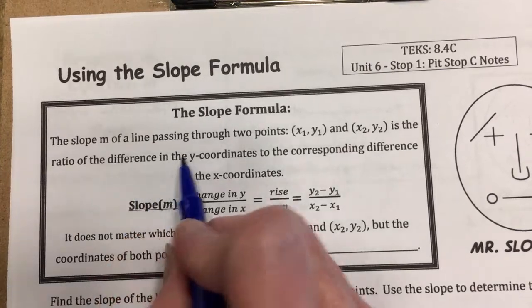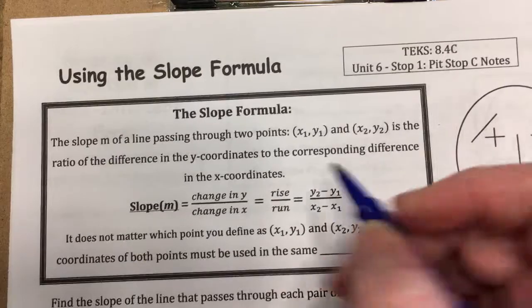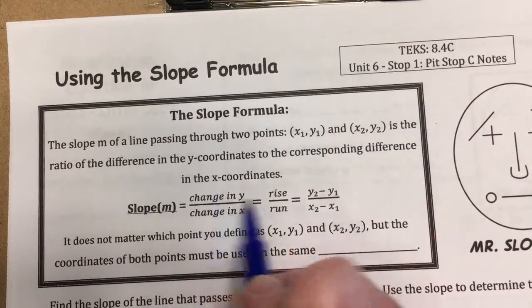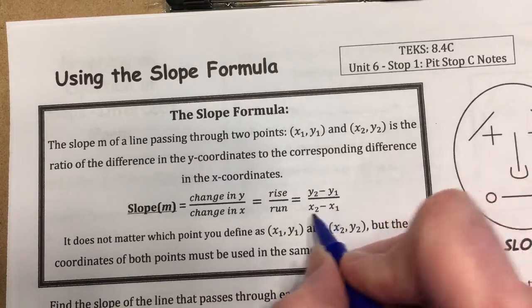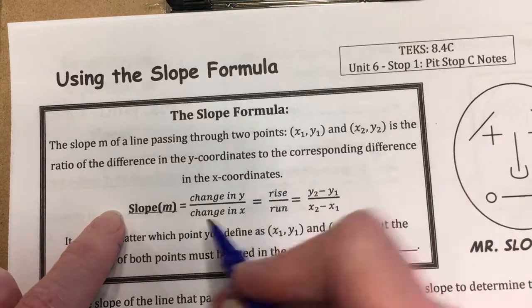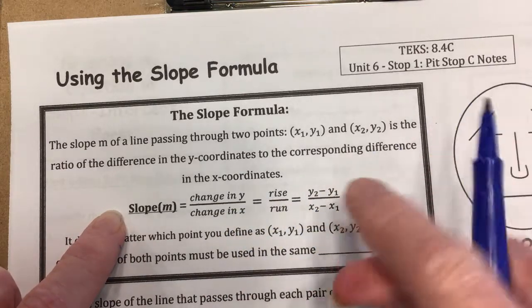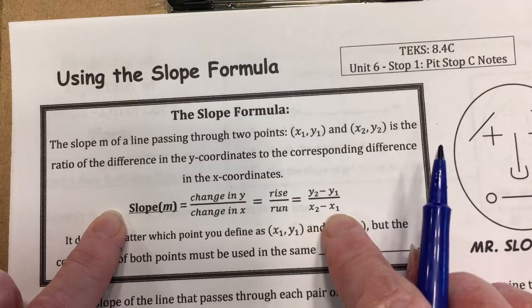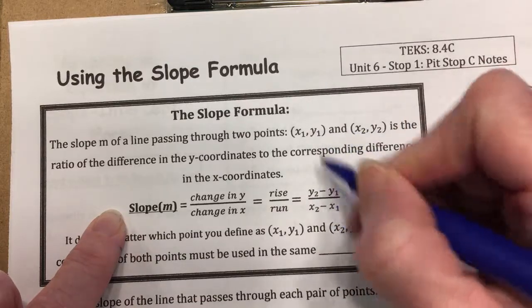So the slope m of a line that passes through the 2 points, (x1, y1) and (x2, y2), is the ratio, the fraction, of the difference, meaning you're subtracting their y coordinates, to the corresponding difference in their x coordinates. All right, so basically it's the change in y over the change in x. It's still rise over run. Okay, this is the formula. It's going to look like y2 minus y1 over x2 minus x1. And these y's are going to come from the points, and these x's are going to come from the same points.